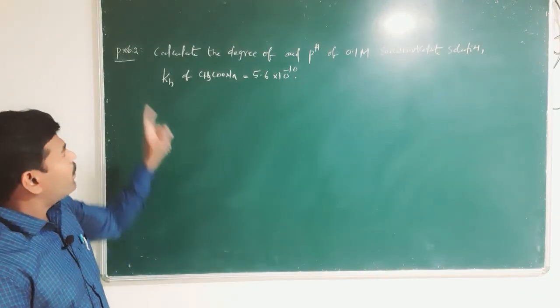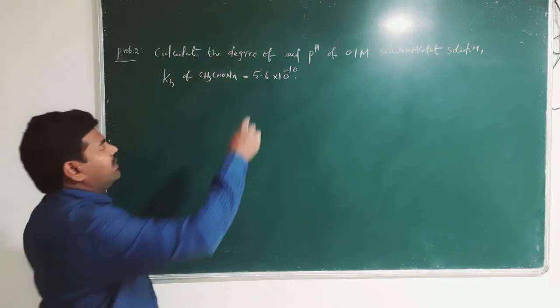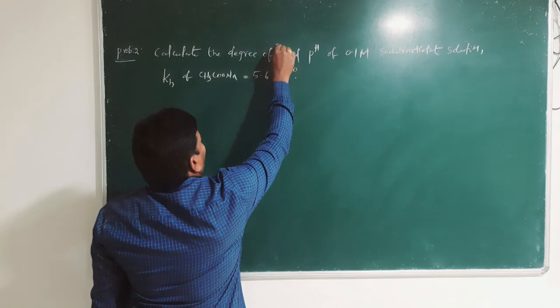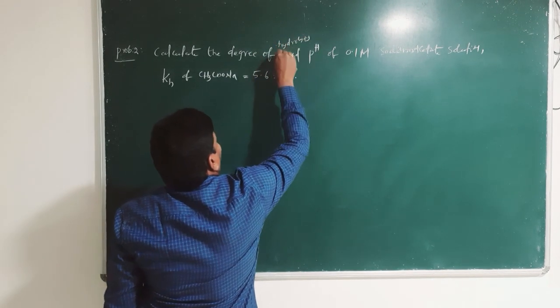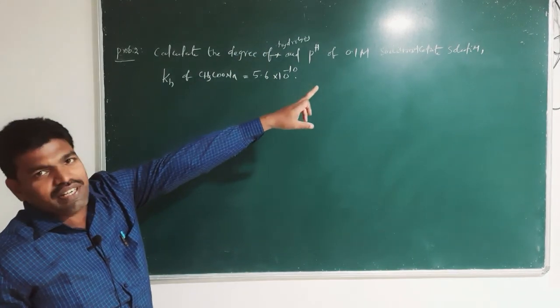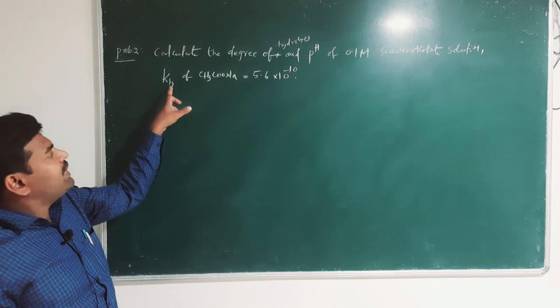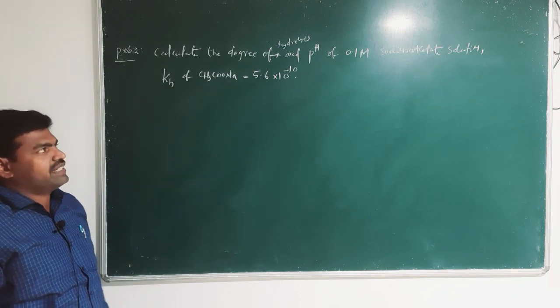And problem 2 is: calculate the degree of hydrolysis and pH of 0.1 molar sodium acetate solution. Kh, the hydrolysis constant of sodium acetate, is 5.6 into 10 power minus 10.